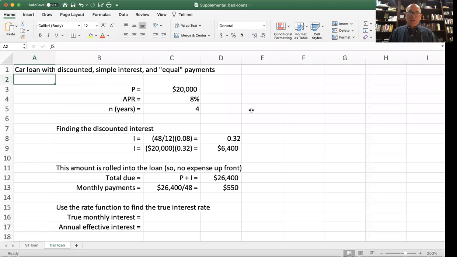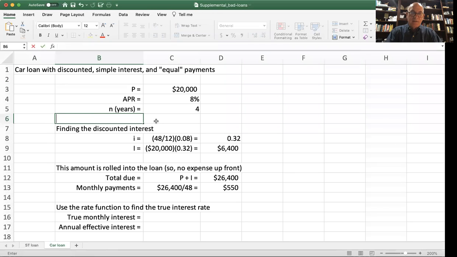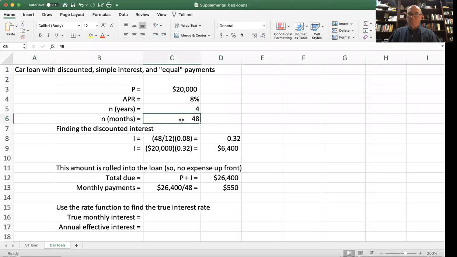Let me share my screen back again, and let's look at this problem. Here we have a car loan of $20,000. The APR is 8%, and it's going to be paid off over 4 years. That sounds fine. We have 48 months to pay this off. Now we have to put our short-term loan hat on with discounted interest.